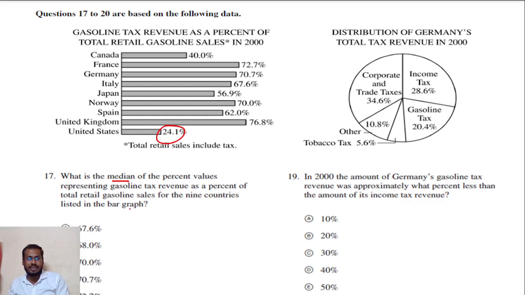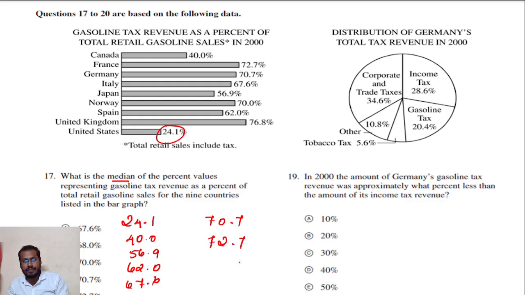So I will start from here. The first number is 24.1, and the next higher number is I think 40. So 40%, right? And the next one is 56.9, and then 62.0, then 67.6. Then the remaining numbers are 70.7, 72.7, then 76.8. So totally how many numbers are there? 1, 2, 3, 4, 5, 6, 7, 8, 9. That is totally 9, right?